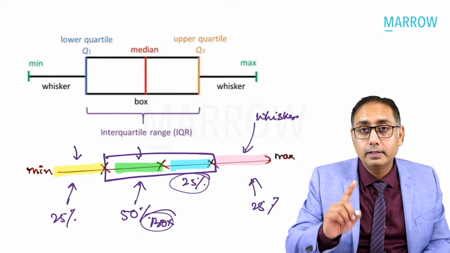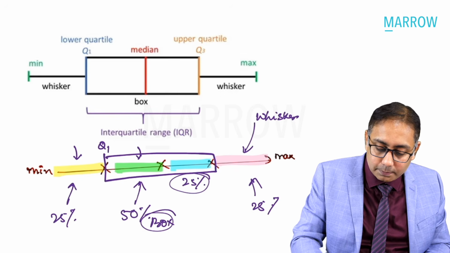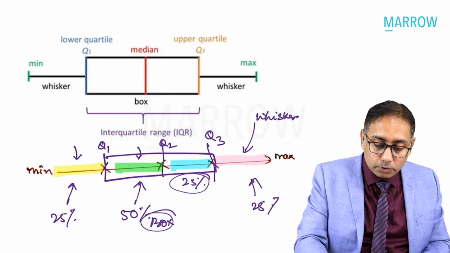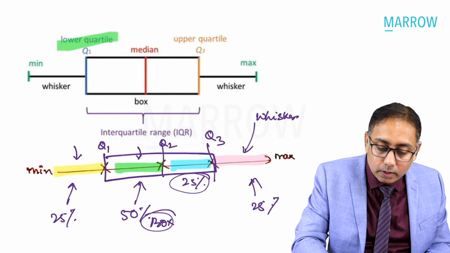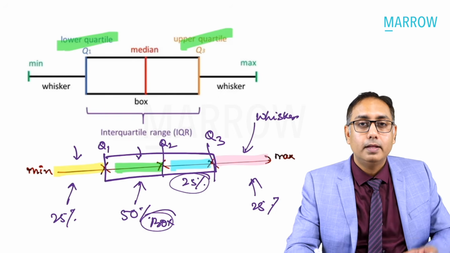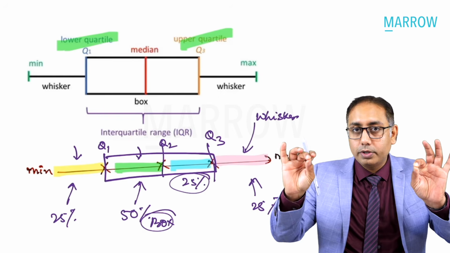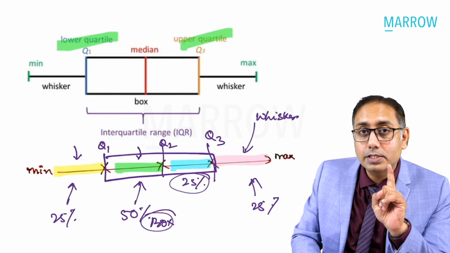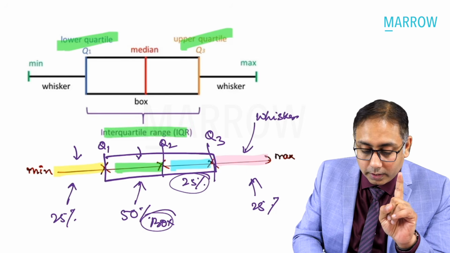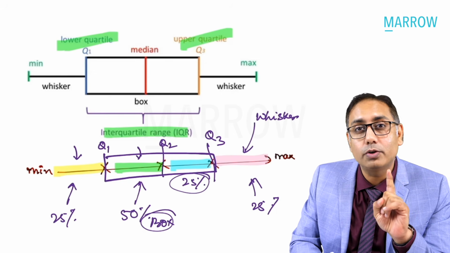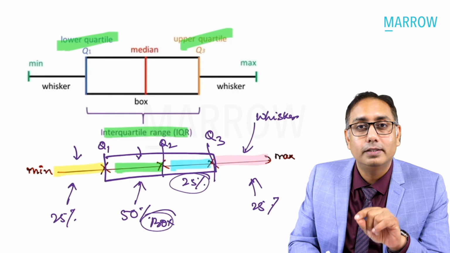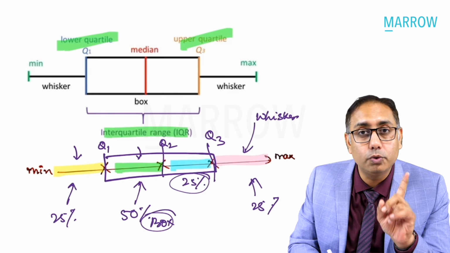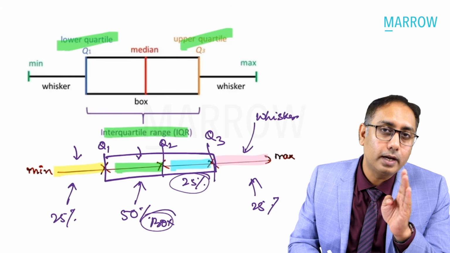Please mind it. This is the quartile one, Q1, and then you have Q2 and then Q3. Please note that the difference between the lower quartile and the upper quartile, Q1 and Q3, the dimension of the box, is called the interquartile range. Interquartile range is not the difference between Q1 and Q2 or Q2 and Q3. It is the difference between Q1 and Q3, or Q3 and Q1.